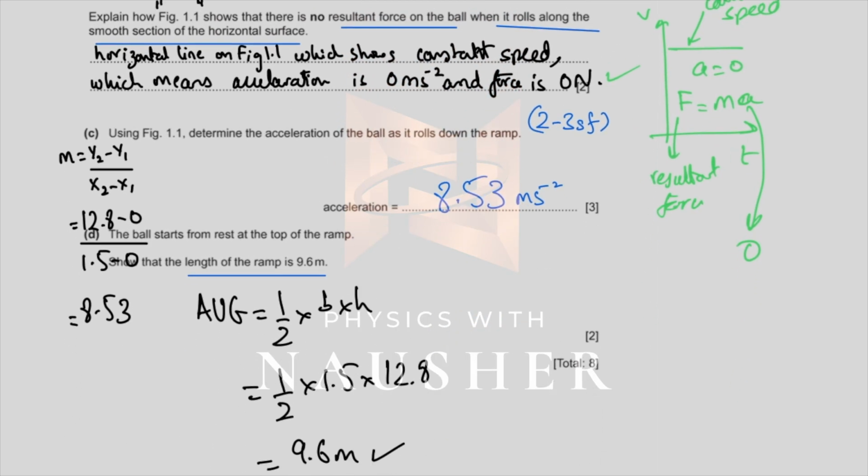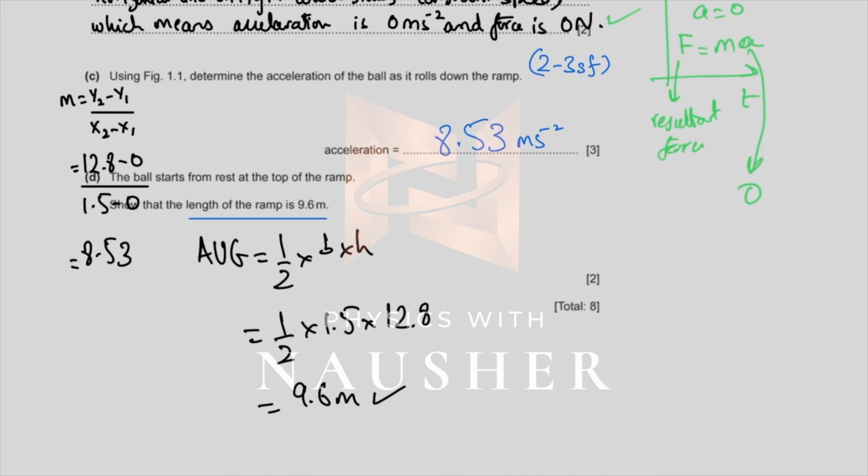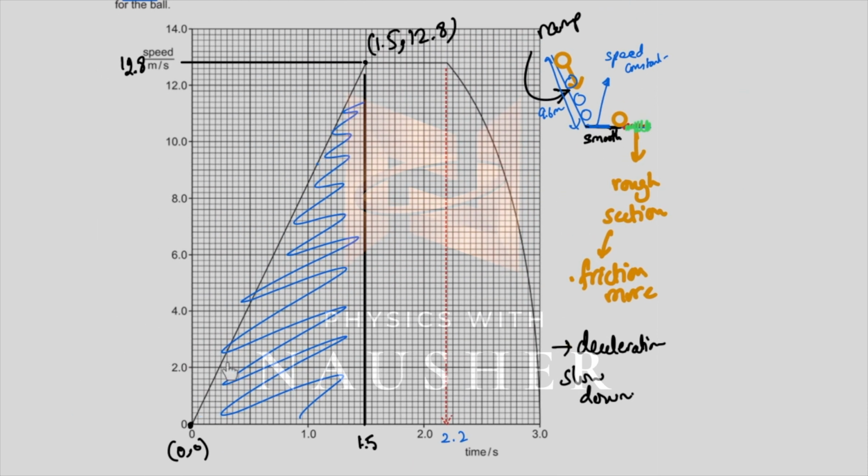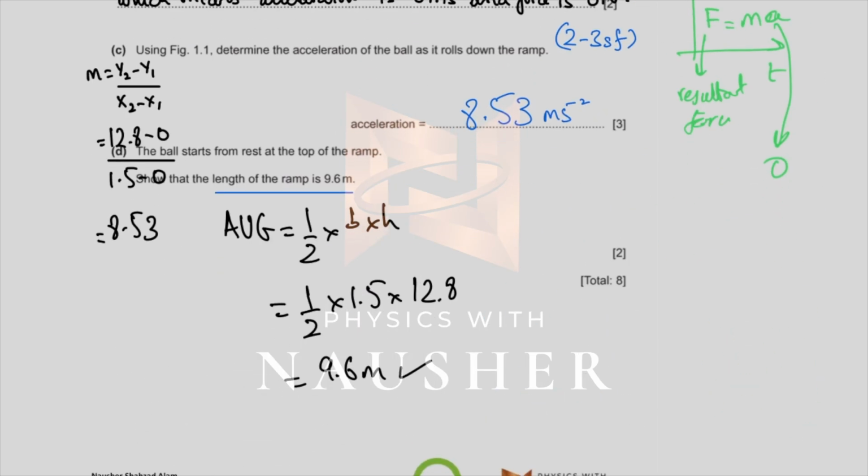Now, the next part says, part C, use figure 1.1 to determine the acceleration of the ball. Acceleration is the gradient of the speed time graph. You can say that, or you can simply calculate the gradient using the formula of gradient. So y2 minus y1 over x2 minus x1 as the ball rolls down on the ramp. आपको पता था कि जब वो ramp के ऊपर थी ball, तो उसकी speed increase कर रही थी. And this was the end of the ramp where it hit maximum speed. So 12.8 and 1.5 are the coordinates of this point. This point is 0, 0. You just use those coordinates into that formula and your answer is 8.53.